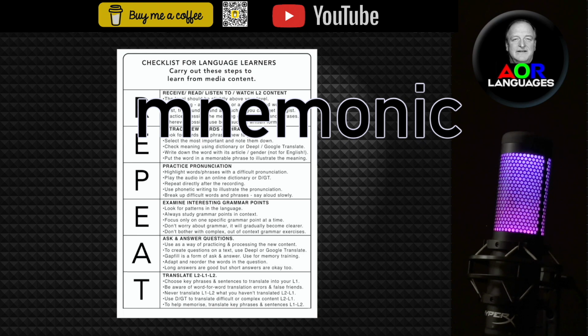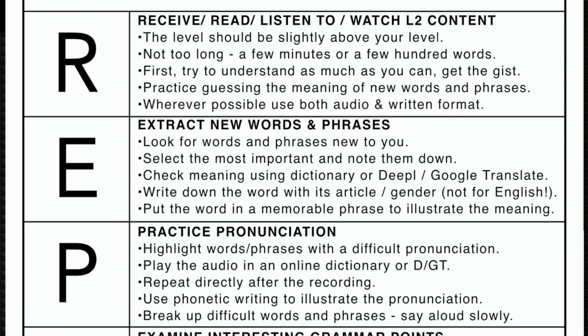So, the first stage, and of course it uses a mnemonic. The mnemonic is the word REPEAT, and the letters stand for certain things. So R stands for receive, that's read, listen to, or watch L2 content. Because you're receiving, whether you're reading an article or you're listening to audio or watching a video. The level should be slightly above your level. That's so that you are stretched a little bit. If it's much too difficult, you might find it overwhelming. And if it's very easy, you won't learn a great deal.